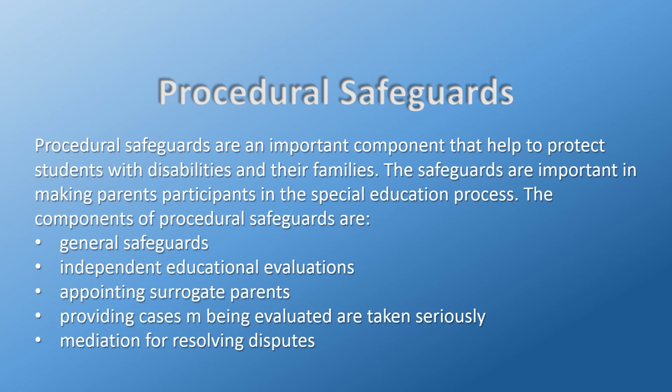Procedural safeguards are important components that help to protect students with disabilities and their families. The safeguards are important by making parents participants in the special education process. Components of procedural safeguards are general safeguards, independent educational evaluations, appointing surrogate parents, providing cases be evaluated and taken seriously, and mediation for resolving disputes.